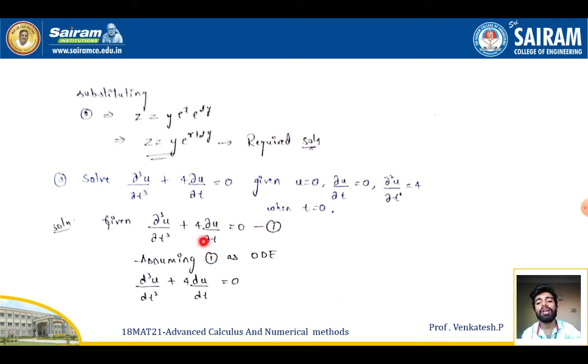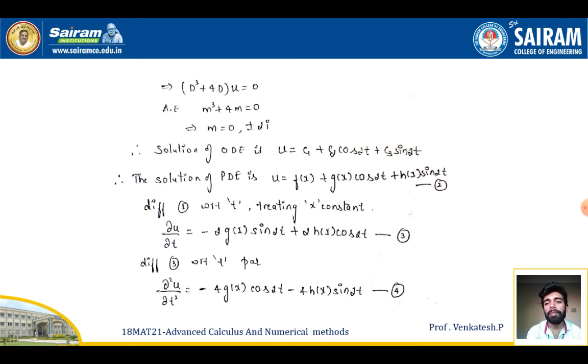So assume the given partial differential equation as an ordinary differential equation. So we'll get d cube u by dt cube plus 4 times of du by dt is equal to 0, and finding the roots for the given equation by making it an auxiliary equation. So I will get m cube plus 4m is equal to 0. So m will be equal to 0, m will be equal to plus or minus 2i.